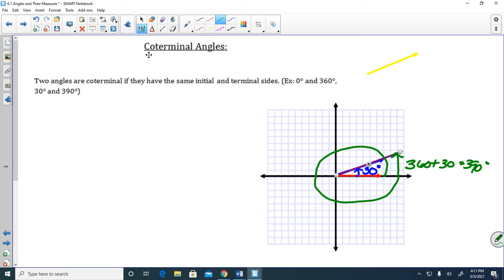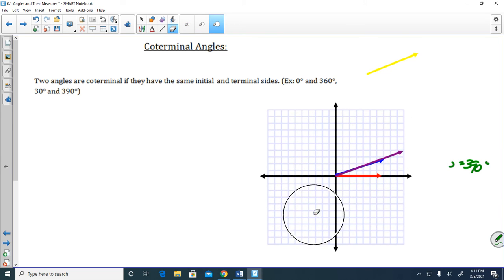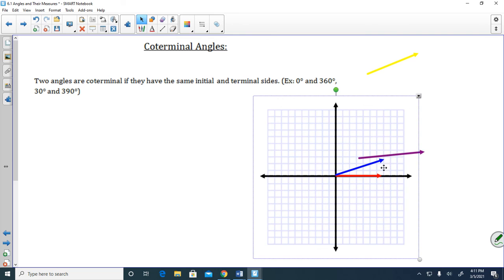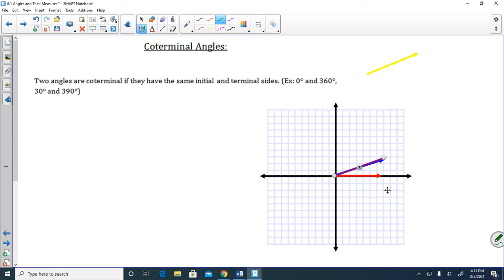I could also draw the same angle by going backwards. So let's say I started with the purple angle again. On the initial side, instead of going up to be a positive angle, if I go down this direction and stop, then I have a negative angle. So going positive, it was 30 degrees, but going backwards, it's a negative angle, and it's negative 330 degrees. Because the absolute values of these two, since it's just one rotation, should add to 360.